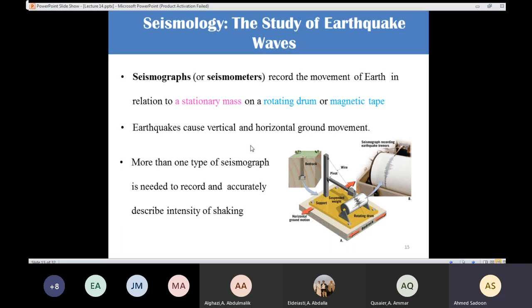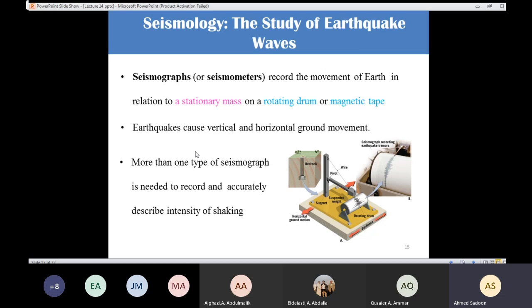Those who are going to measure the different types of seismic waves, it's seismology. Seismology is the study of earthquake waves. And we have the seismograph or seismometers. Those record the movement of the Earth in relation to a stationary mass or constant mass. So we're going to have a constant mass, which has a pen in order to record the movement, whether it's horizontal or vertical, on a rotating drum, or magnetic tape.